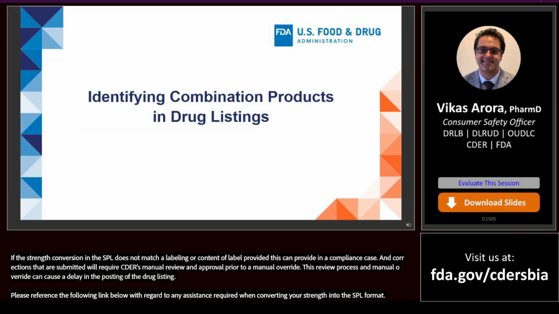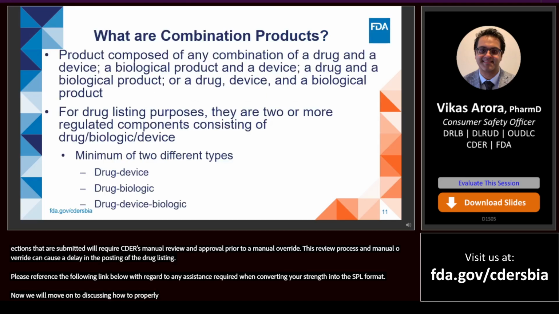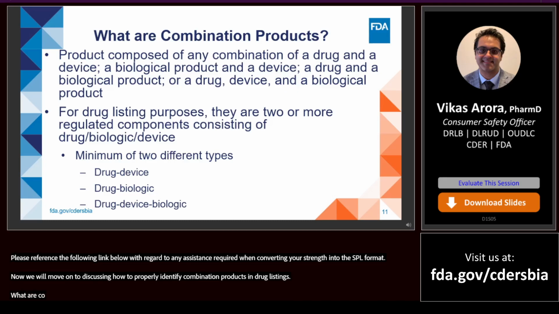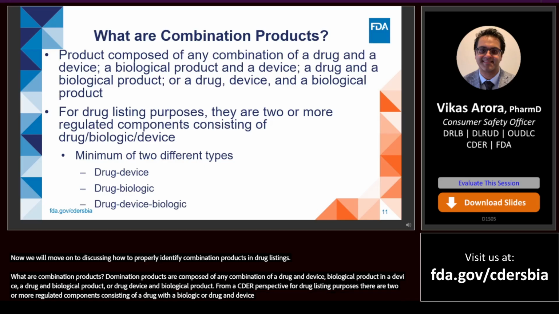Now we will move on to discussing how to properly identify combination products in drug listings. So what are combination products? Combination products are composed of any combination of a drug and a device, a biological product and a device, a drug and a biological product, or a drug, device, and a biological product. From a CDER perspective, for drug listing purposes, there are two or more regulated components consisting of a drug with a biologic, or a drug and a device, or a drug, device, and a biologic. As you can see those combinations below.